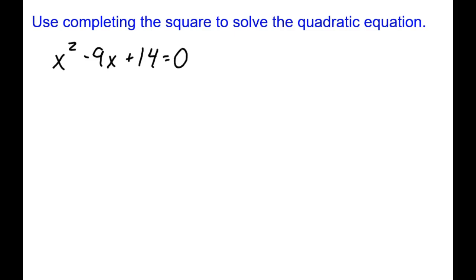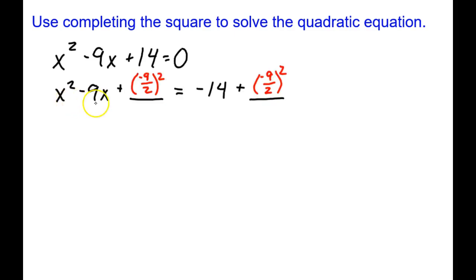Now to example 2, x squared minus 9x plus 14 equal to 0. First step, make sure the leading coefficient is 1, which it is. Next step, we want to get the x terms on one side, the constant on the other. Once we have our variables on one side and constant on the other, then we're going to take our b value, which is negative 9, divide that by 2 and square it. So we're taking b over 2 squared, adding that to both sides of the equation.